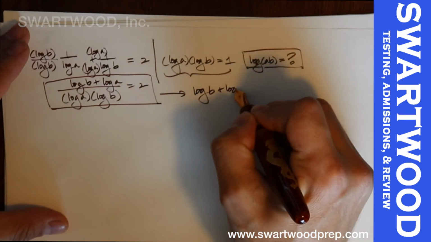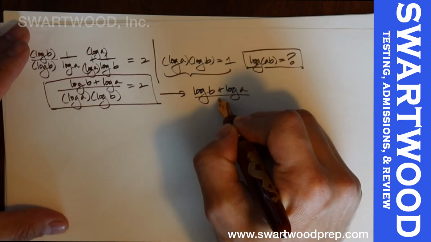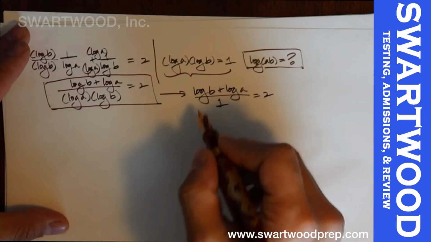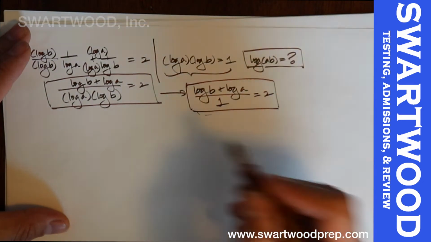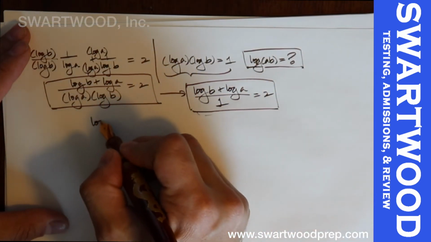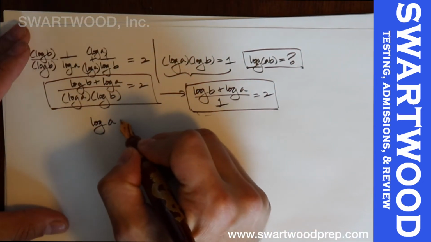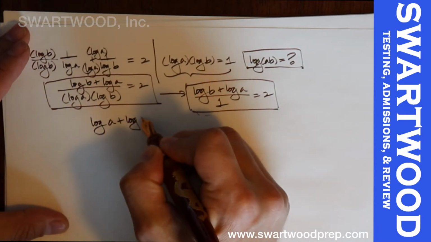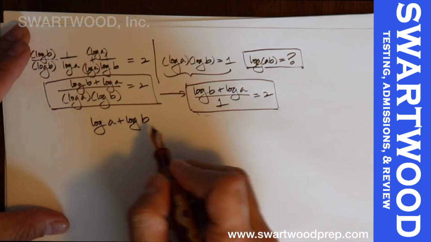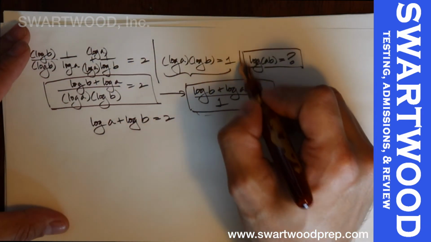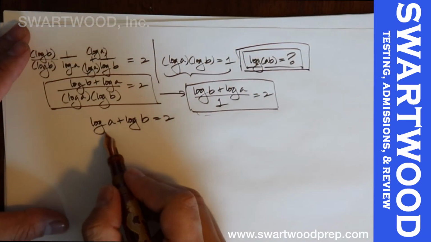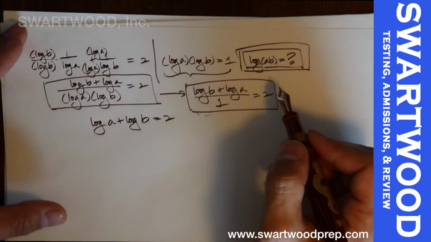Log of B plus log of A over 1, it's going to be 2. Okay, which really just gives us this guy, right? Log of A plus, sorry, I flipped the guys, but it's the same thing, right? Log of B plus A is log of A plus B. Okay, is equal to 2. And then the final thing is we're going for this guy, but we're given this, right? So there's got to be some sort of relationship.